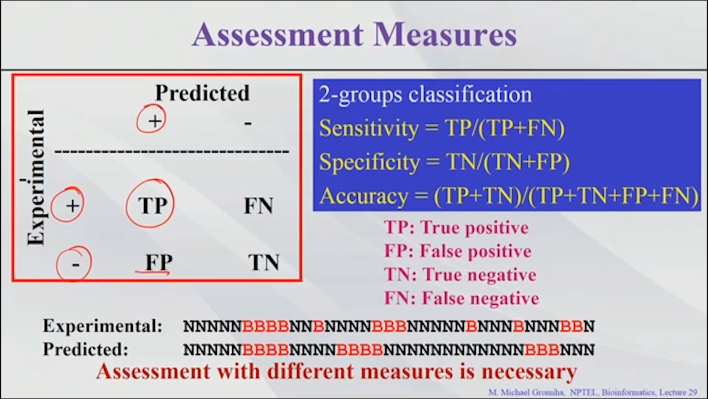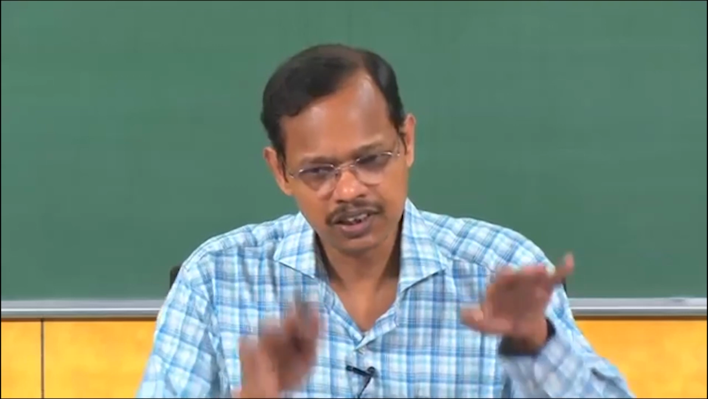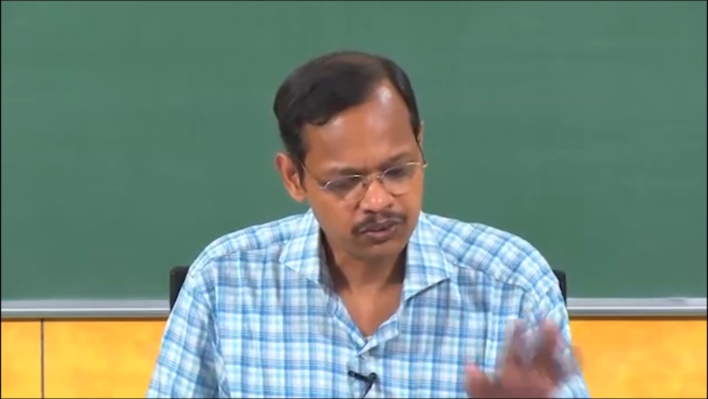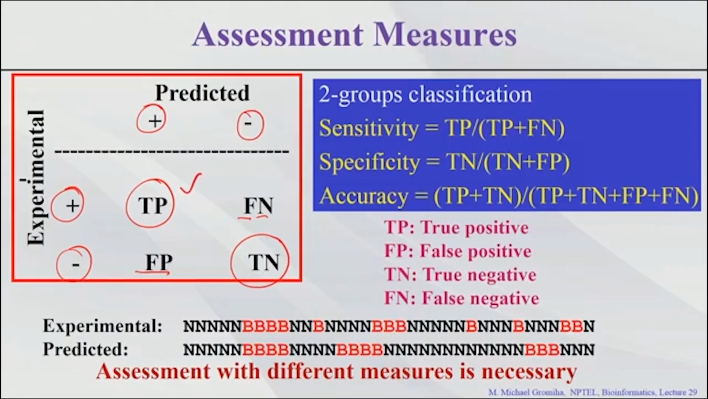With experimental plus and predicted minus, this is not correct, it is false, and predicted is negative. So, this is a false negative. Then if it is negative experimentally and predicted negative, this is true because both are correct. In this case it is a true negative. So, we can assess the experimental and predicted values into 4 groups: true positive, true negative, false positive and false negative. Among the 4, which 2 are the correct ones, which 2 are the wrong ones? These 2 are correct and these 2 are false predictions.